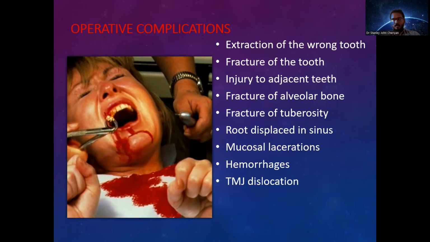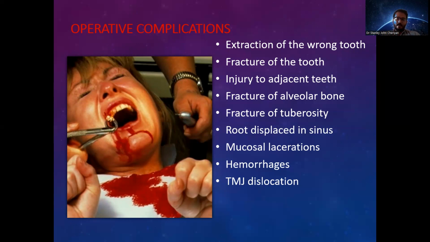Lacerations can occur, so you should always care for your soft tissues. Hemorrhages can usually be controlled with pressure packs or gel foam. Proper suturing. TMJ dislocation can occur, so you should always give hand support to your mandible. Equal opposite force should be provided for the mandible while you're extracting a lower tooth.